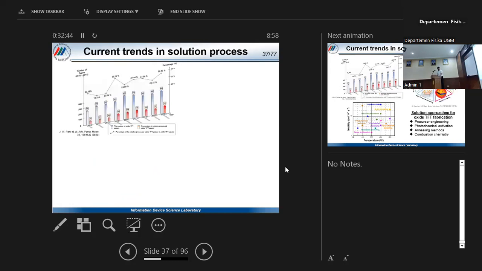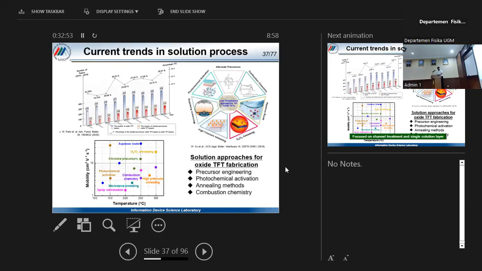And these are the current trends in solution process. Before, there were not so many papers using solution process, but it's steadily growing. Most applications or research have been done in order to improve the performance of the solution process. For example, we design or engineer precursors or solution material. Several methods in order to improve the performance include photochemical activation, annealing methods, and combustion chemistry.